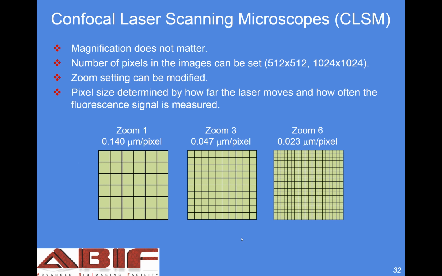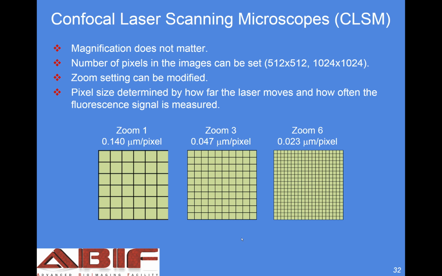So it's important for the confocal laser scanning microscope that we realize things are a bit different. On the laser scanning confocal, magnification doesn't matter. The number of pixels in the image is set in the software, so you can choose 512 by 512 or 1024 by 1024 for the same physical region of your sample. And you can use the zoom setting as well to look at a smaller region with the same number of pixels to basically set your pixel size to whatever value you need within quite a large range.